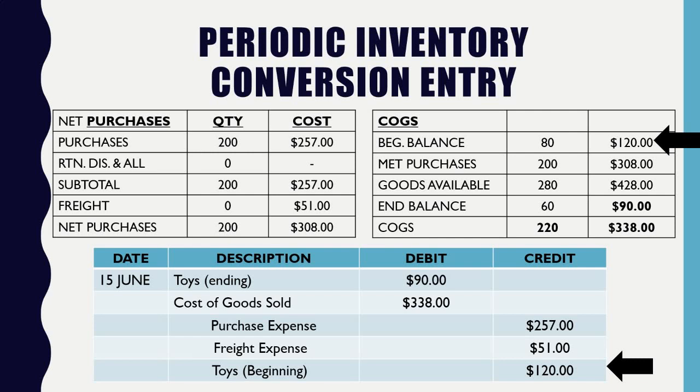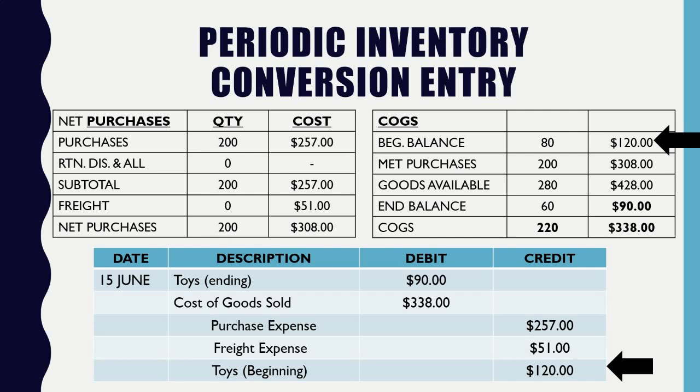We also sold $338 worth of items. In this case, we sold toys. And then our purchase expense, our freight expense, and then our beginning inventory. Think of it this way: you have your purchase expense, your freight expense, and then you have your inventory on hand. You're going to combine all that together, and then dump each box into either the ending inventory or the actual cost of goods sold.